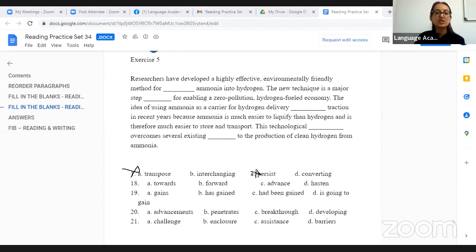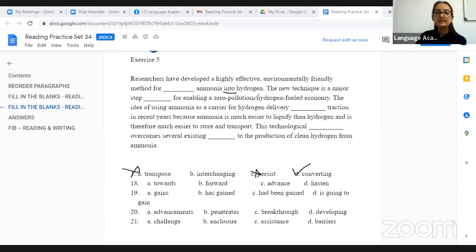So do we interchange? Interchange means putting in place of each other. That is how we use the word interchange. But here it is "into". That doesn't mean interchange. So that will be converting from one form into another. That is the word: converting ammonia into hydrogen.